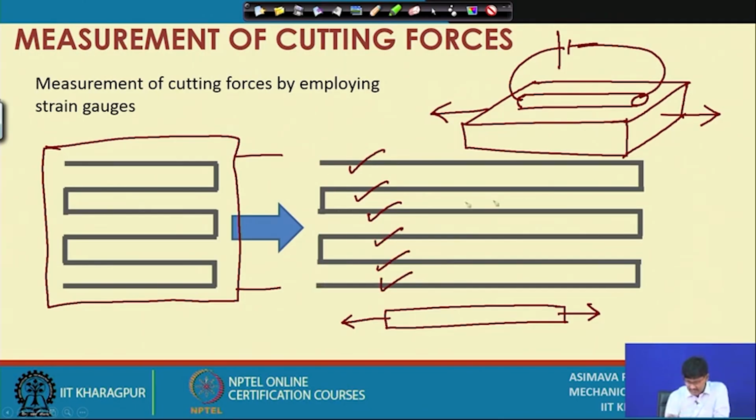So, all these lengths add up. When the thing is stretched on two sides, all these lengths get stretched, so that within a confined zone of area, I will be having considerable change in the resistance due to considerable amount of strain getting registered. So, let us now see what happens after this.